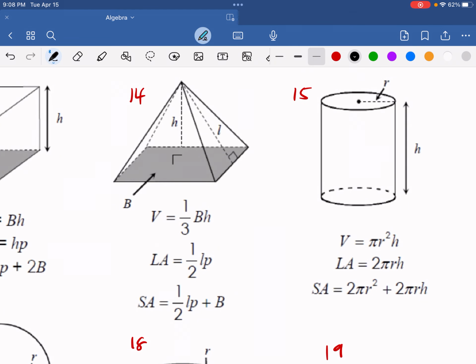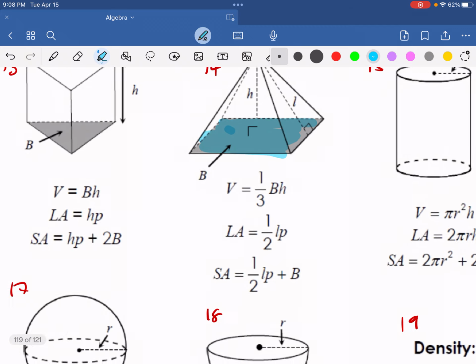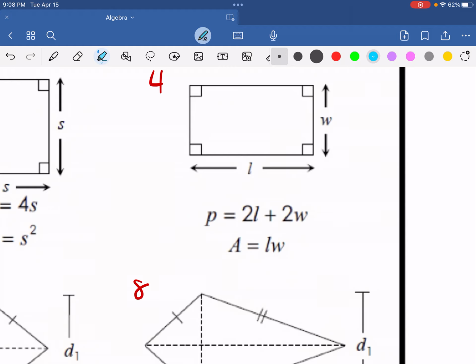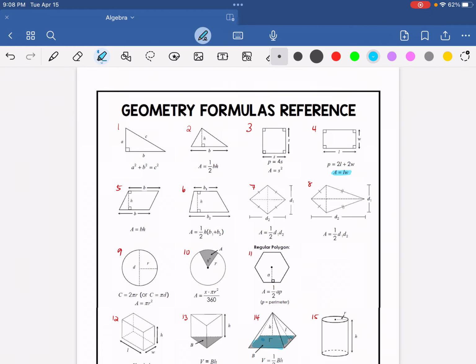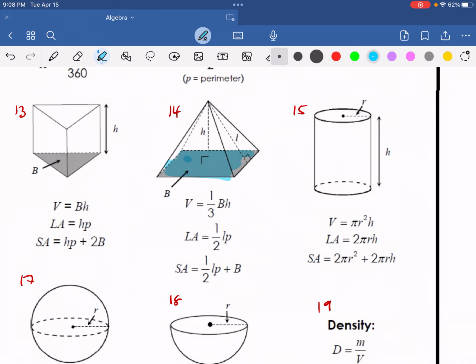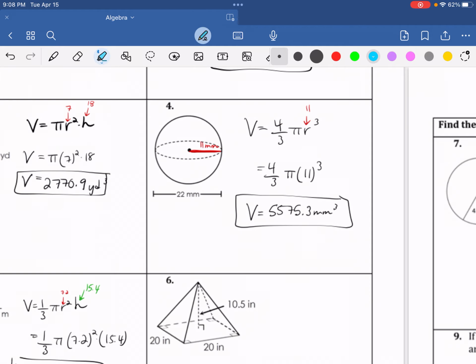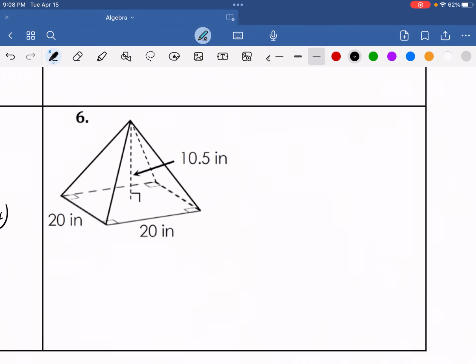So it's 1/3 capital B and height. Again, capital B means you need to find the area of the base. Because it's a rectangle or a square, we're going to use length times width. So 1/3 capital B times height.